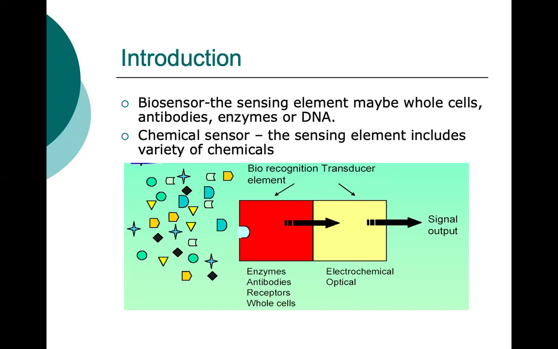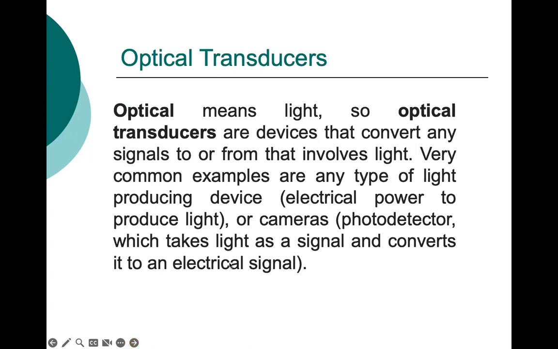So in optical, we can observe color change. We can observe a refractive index. We can observe other characteristics related to light apart from color change or absorbance or emission. There are a lot of other characteristics related to optical that we can use in development of optical sensors. Okay, all right. So optical means light.